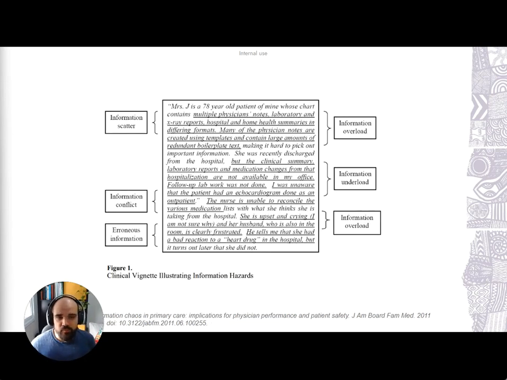And a group of Canadian researchers delved deeper into the kind of information chaos described by Lawrence Weed. They focused specifically in the context of primary care. They proposed a concept model that includes 5 elements that build information chaos, and they were information overload, information underload, information scatter, information conflict, and erroneous information.